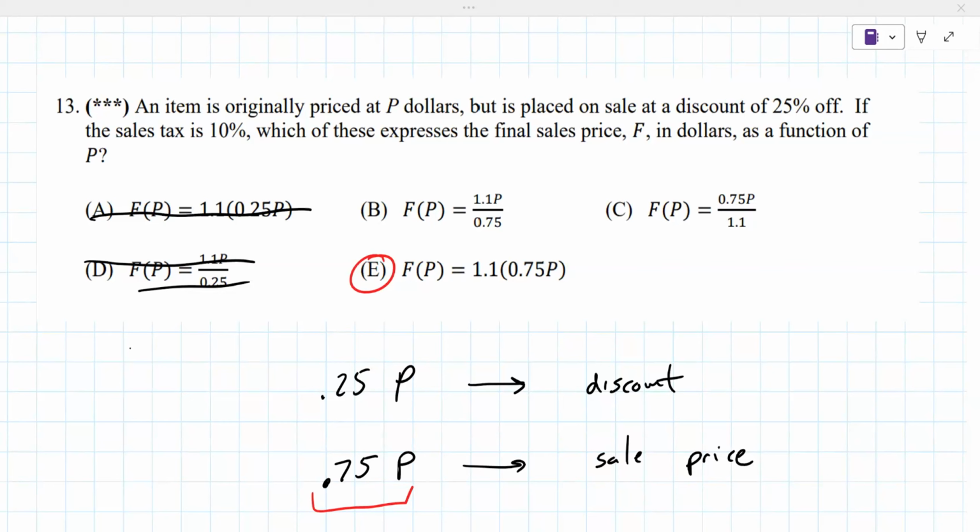Where can we go from here? Probably do one more, maybe. 15. Okay.